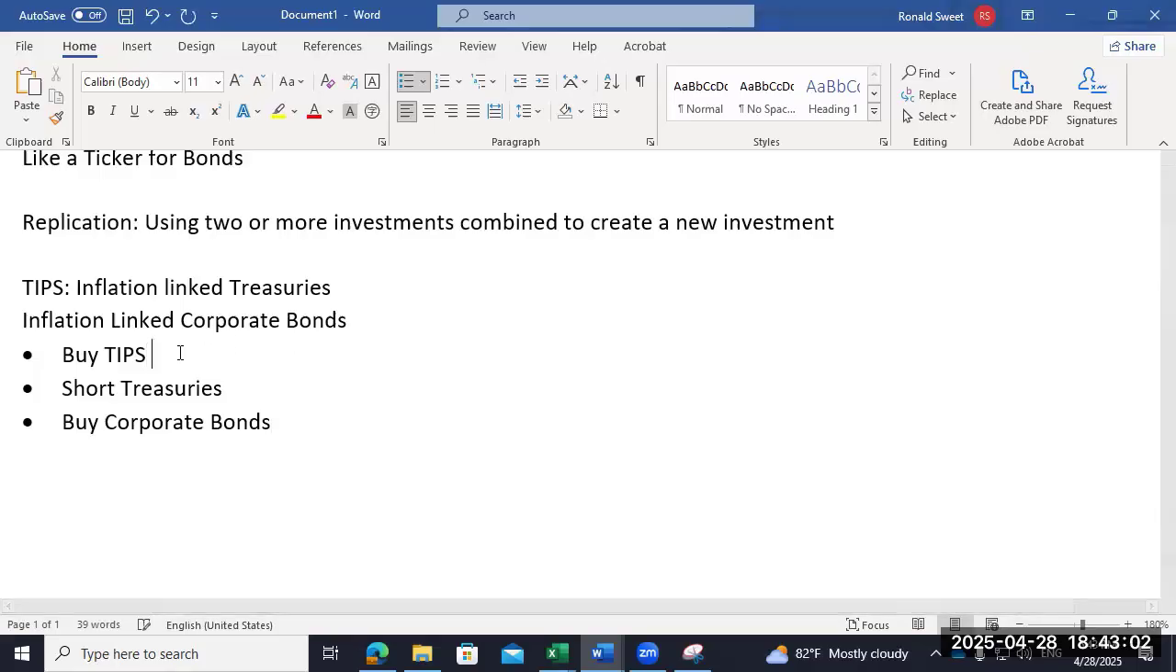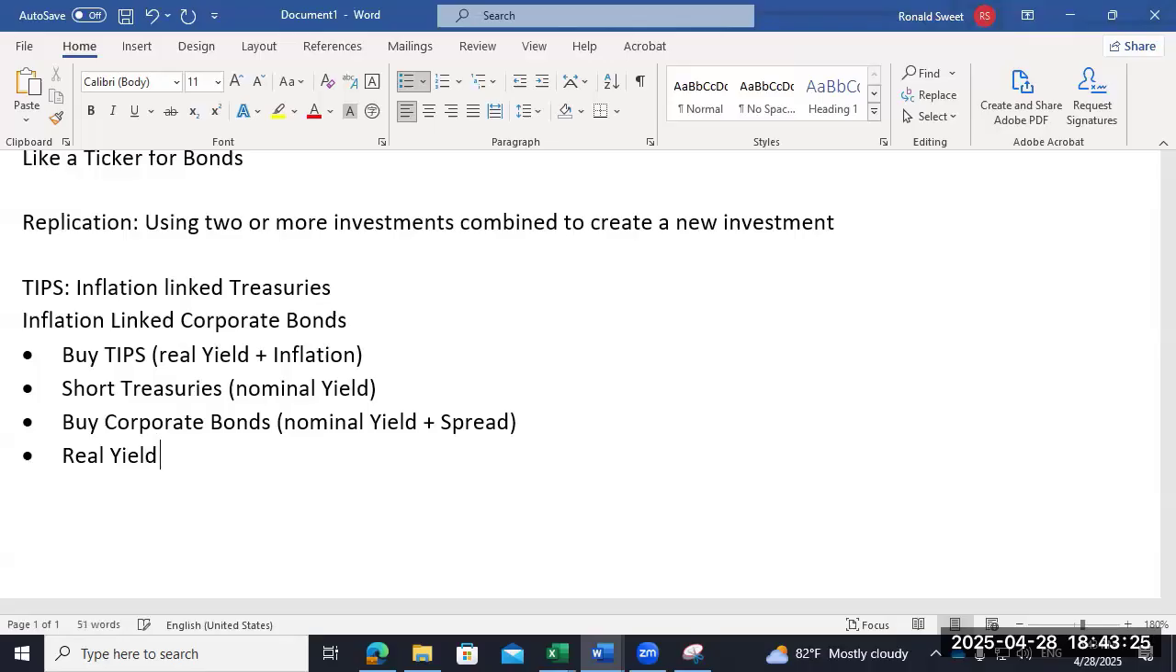So what are TIPS? It's a real yield plus inflation. This is a nominal yield. This is a nominal yield plus the spread. When you do this, what you'll end up with is a real yield plus inflation plus the spread. You put these bonds together. It's exactly what you want, a real yield plus inflation, which is what a TIP is.